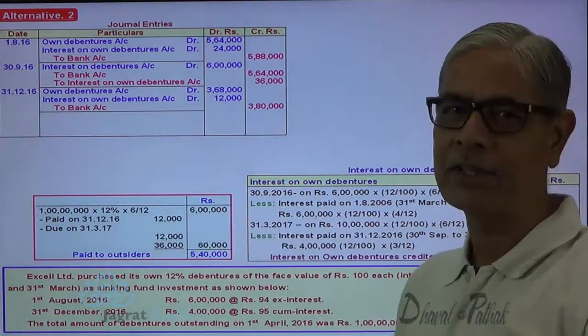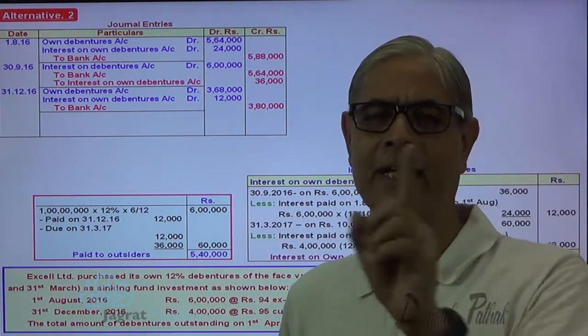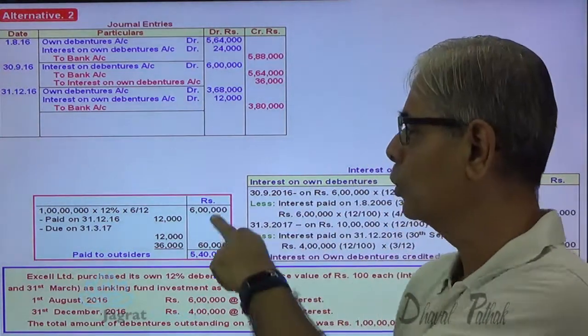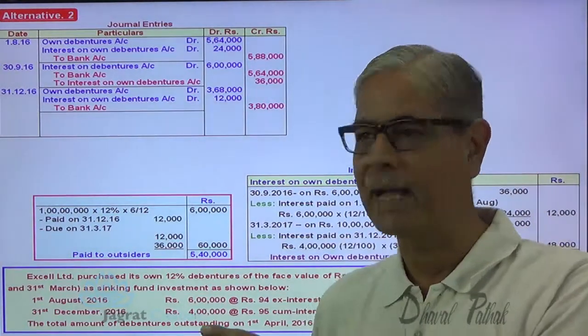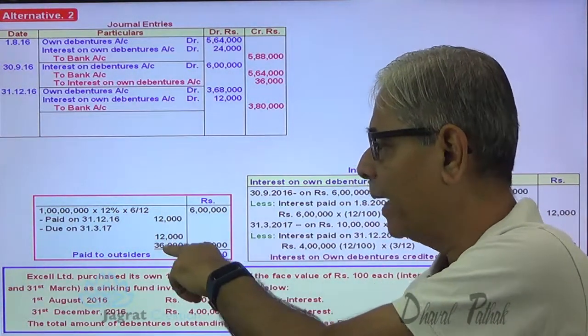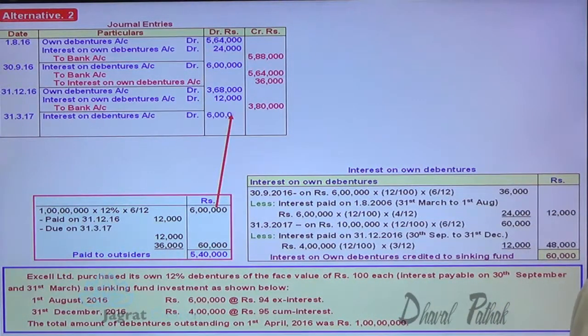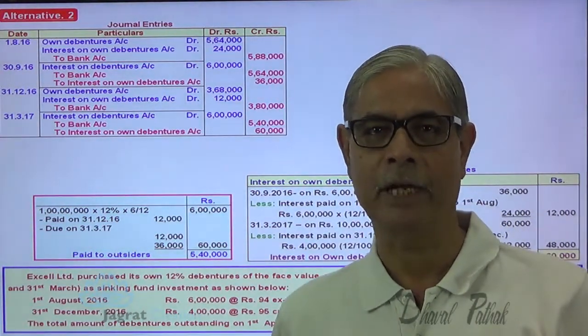I will debit debenture interest account with the full amount, 6 lakhs, because at the time of purchase of investment I have not debited debenture interest account. I have debited interest on own debentures account. So 6 lakhs will be debited, and the amount payable to the outsiders will be credited to bank account, and this amount paid and due will be credited to interest on own debentures account. So interest on debentures account debit, to bank account, to interest on own debentures account credit. This is how the journal entries could be recorded in the second option.